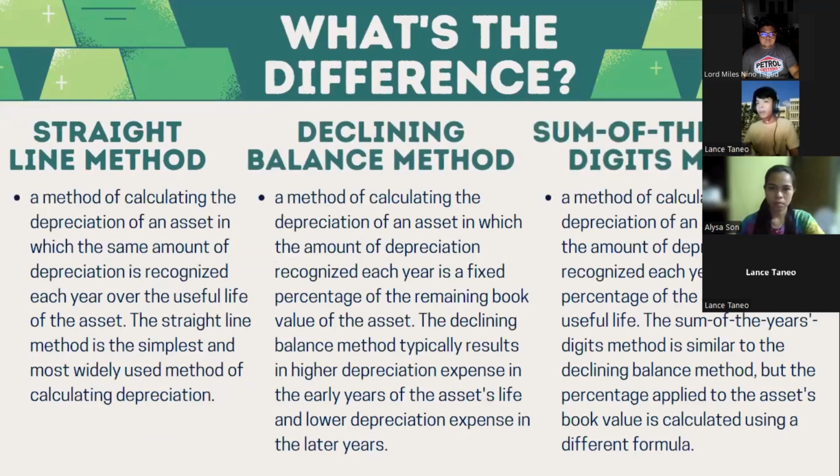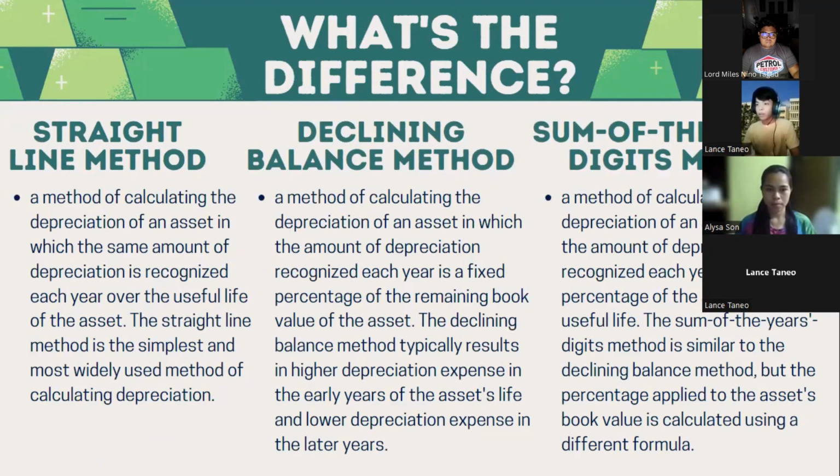So what are the differences between the three methods? The straight line method is the simplest and the most widely used method of calculating depreciation. It is the method of calculating the depreciation of an asset in which the same amount of depreciation is recognized each year over the useful life of the asset.